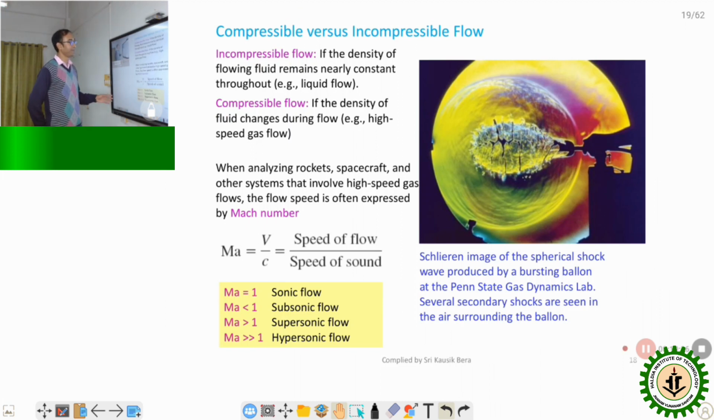Another type is compressible versus incompressible flow, which is very important. Incompressible flow is when the density of the flowing fluid remains nearly constant throughout. Compressible flow is when the density of the fluid changes during flow, for example high-speed gas flow.